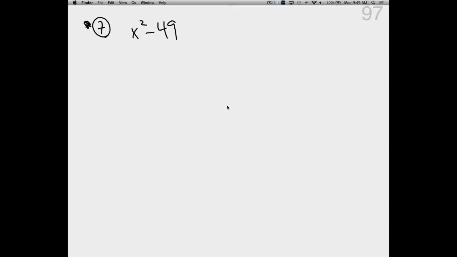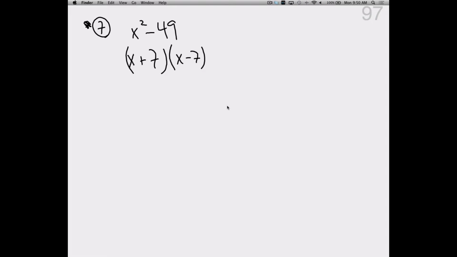X plus something and then X minus something. X plus 7 and X minus 7. Good. You will do this a lot, not only in this class, but my calculus students do this numerous times per day.